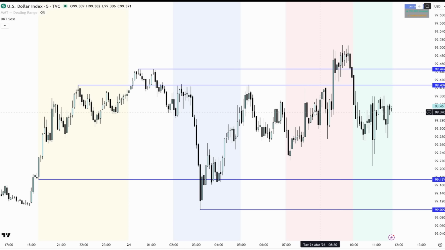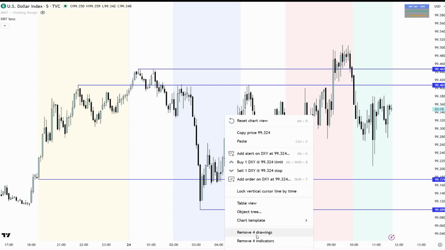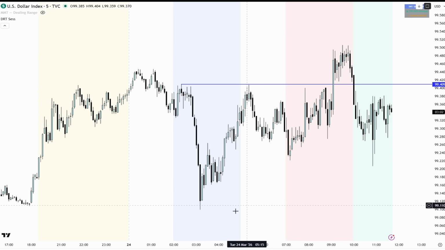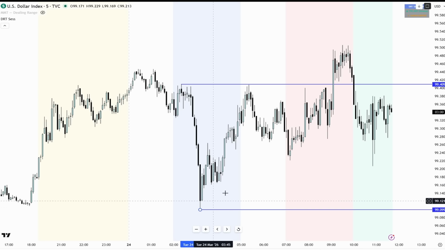Now, in the New York session, I've got the benefit of looking at what transpired in London. And it allows me to, number one, see what price has already done, where it's already visited, and number two, where it's likely to visit next. Now, I'm just going to remove all of this. And the first thing that I'm going to look at is what happened inside of London. Where is the London key liquidity high and low? And we can see that this is London's high, and this is London's low.